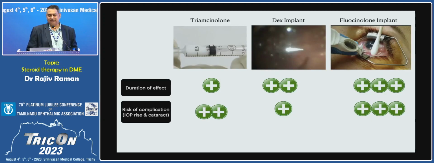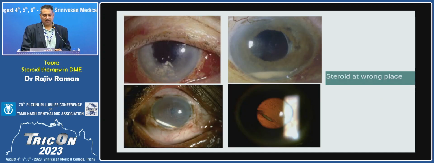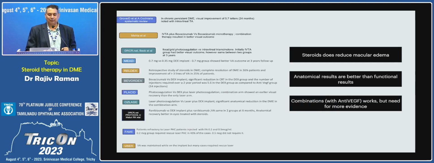What does the evidence say? Definitely, we have a variety of steroids. We have triamcinolone 1 milligram, which we give today, or a Dex implant. We don't have it, but fluocinolone implants are also there. The duration of effect seems to be highest with fluocinolone, but the risk of complications also seems to be more. A proper mix probably would be the Dex implant, which has both a reasonable duration and fewer complications. Again, these are some pictures of steroid in the wrong place. You have the pseudohypopyon, you have Ozurdex implant in the front, Ozurdex in the lens. Try to give it properly.